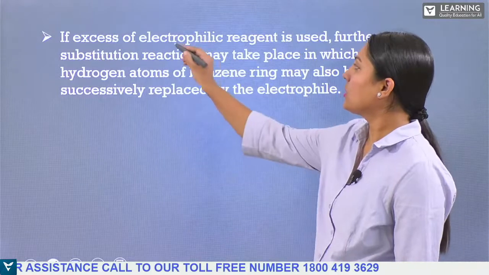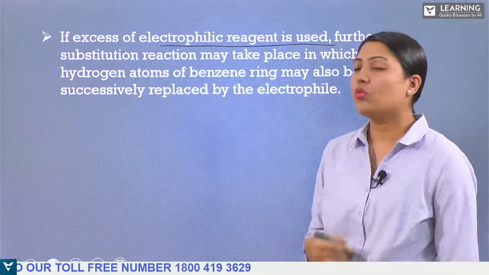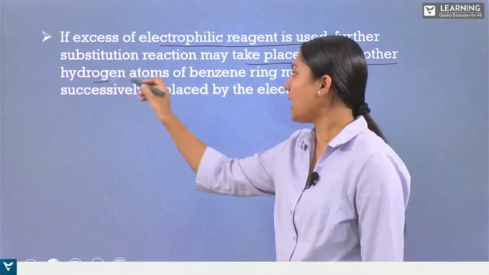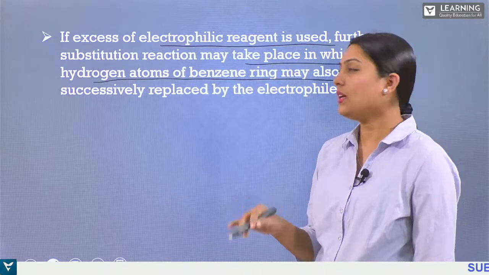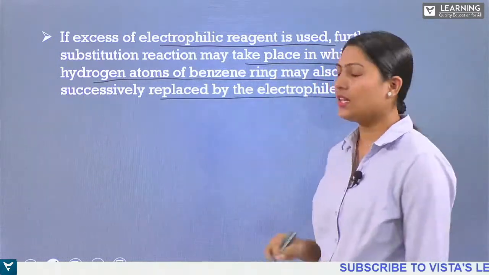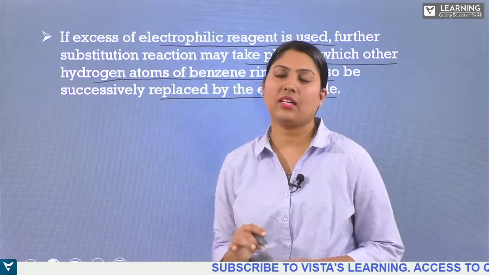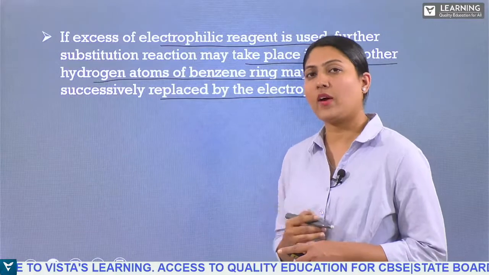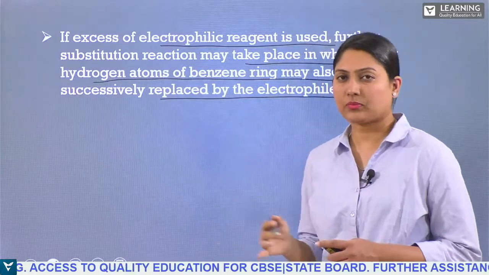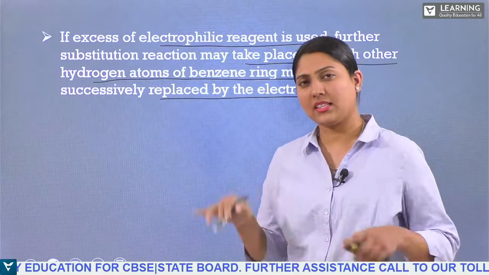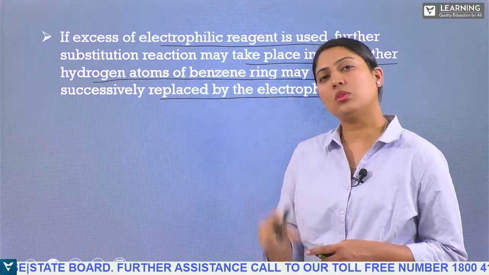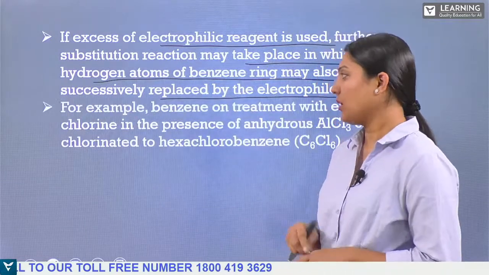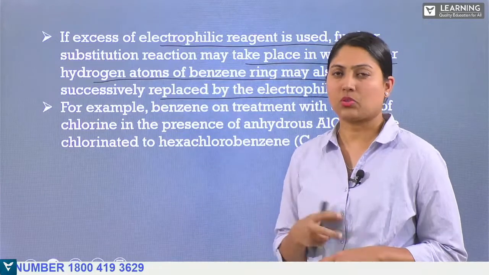If excess of electrophilic reagent is used, further substitution may take place in which other hydrogen atoms of benzene may also be successively replaced by the electrophile. Now we are just using a limited reagent so that only one hydrogen is replaced. If more reagent is present in the system, the other hydrogen atoms in the benzene ring also get substituted. Hence, as we know, ortho, meta, para substitutions will be formed.